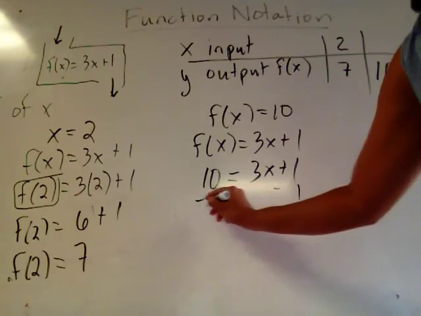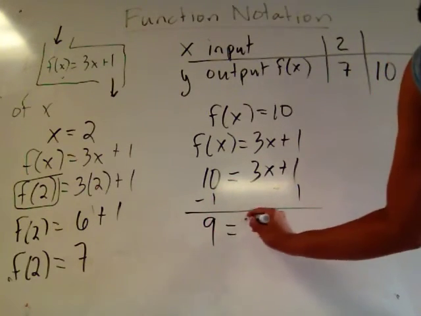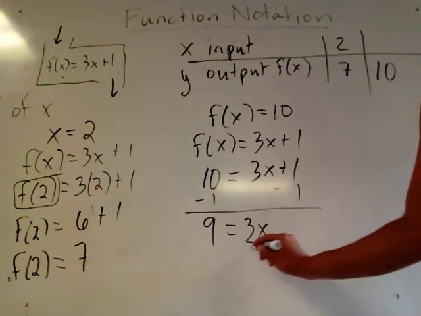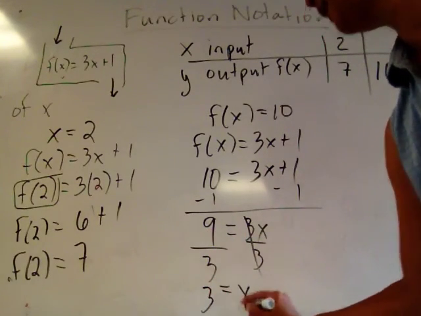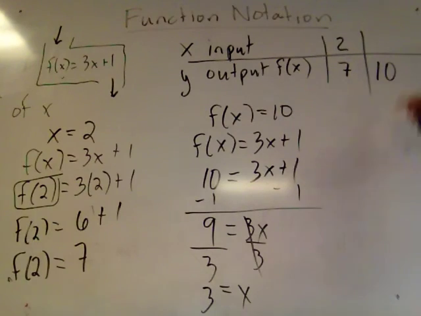So subtract 1 from both sides. I've got 9 equals 3x. Divide both sides by 3. And I've got 3 equals x. So now I've found what x is. I can put that into my table, and there we go.